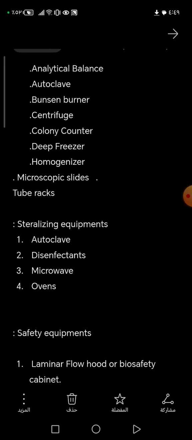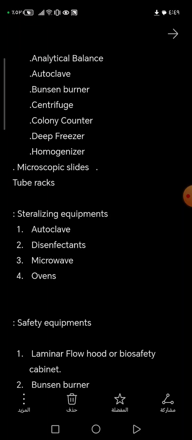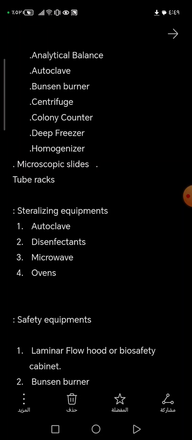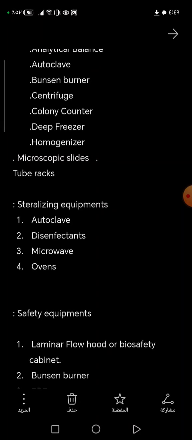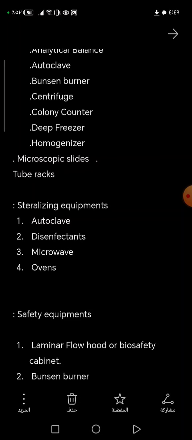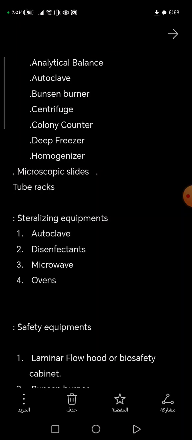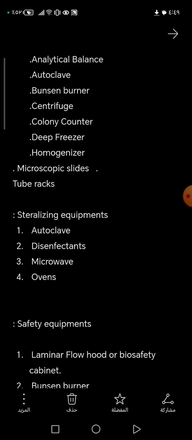Okay, what we need: a microanalytic balance, autoclave, Bunsen burners, centrifuge, colony counter is not so much necessary. Actually, we don't have it in our lab. Homogenizer or a vortex, microscopic slides, and tube racks. Okay, of course we need a microscope too, that I forgot to write. Microscope is important for lab, for even a pathology, a microbiology, any type of biological study, mycology, parasitology. We need microscope for all of those.